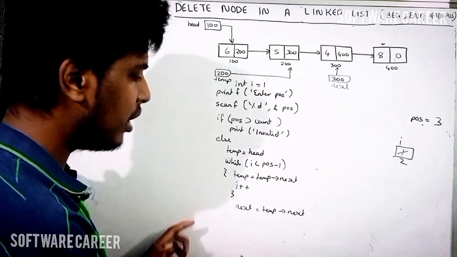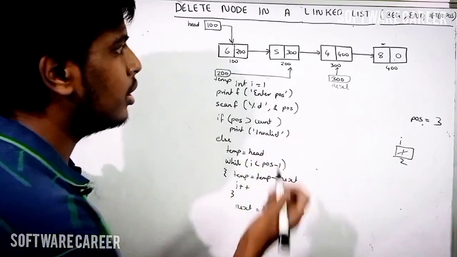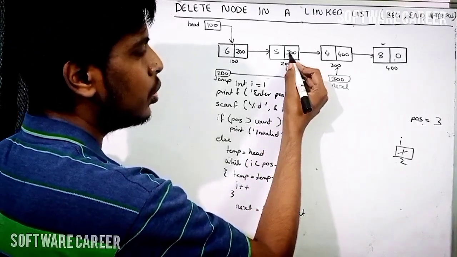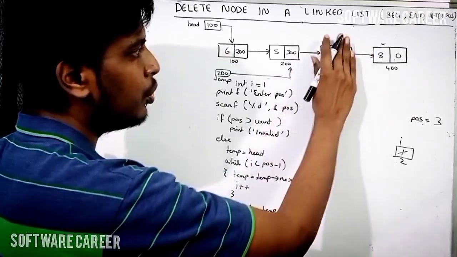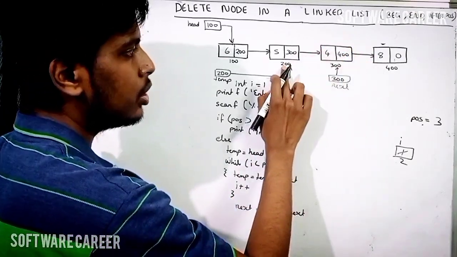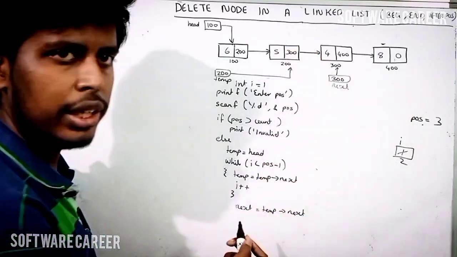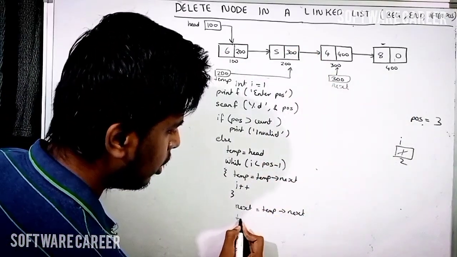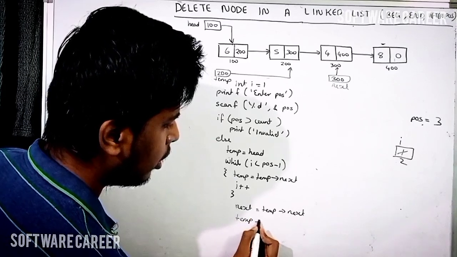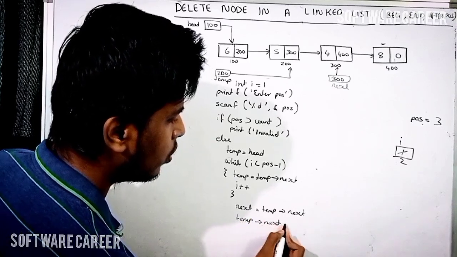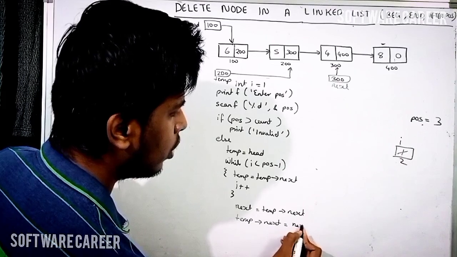Now make the changes. What change do you want to make? In this pointer, I should store the address of the next node. If you delete this node, the next node of 200 is 400. So I should store 400 here. So how can I do it? See here: temp next equals to next.